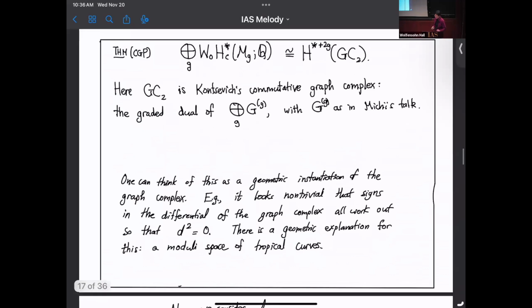Okay, and now let me do the annoying moralizing thing, which you can ignore. I'm thinking of this statement as a geometric instantiation of the graph complex. Namely, it is the moduli space of tropical curves. E.g., it looked non-trivial, maybe if you looked at Monday's talk just in isolation, that some complicated differential involving signs and orientations all works out so that d squared equals 0. But of course, if you have a topological space and an appropriate notion of, say, cellular homology, then d squared would be equal to 0. So that's my moral.